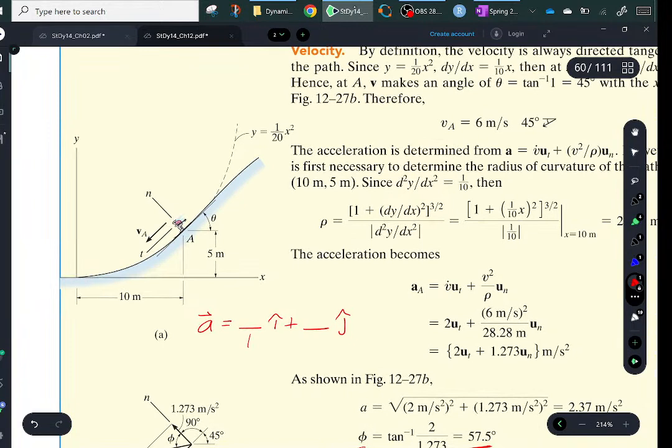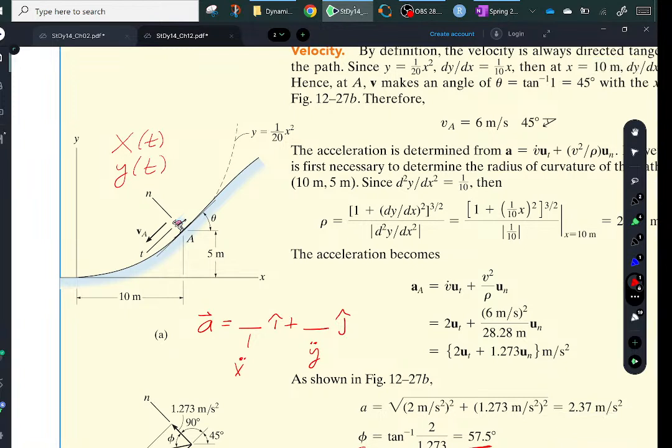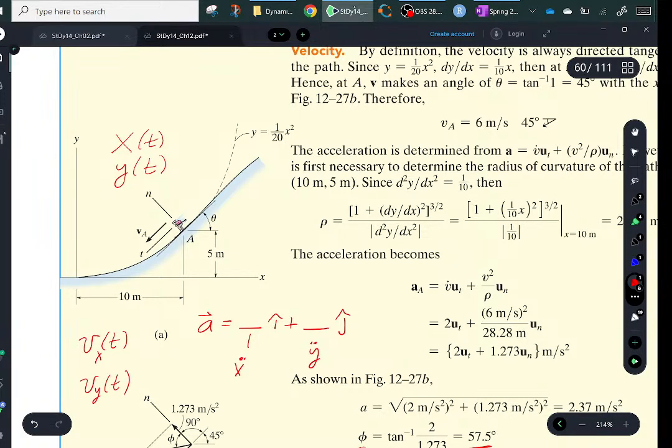So in order to get that, I have to know x double dot, and I have to know y double dot. But I really don't have x as a function of time here, and I don't have y as a function of time. I don't even have the velocity as a function of time, Vx or Vy as a function of time. So I'm stuck. The reason I'm stuck is because the problem was done this way. So there's really no way for me to directly find this information. Do you buy into that?